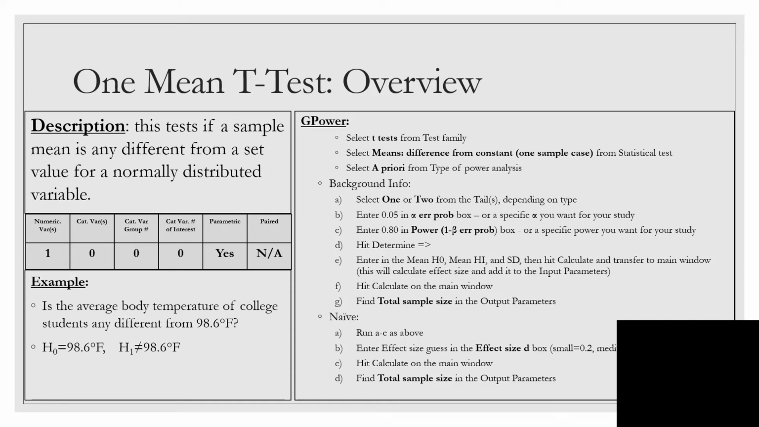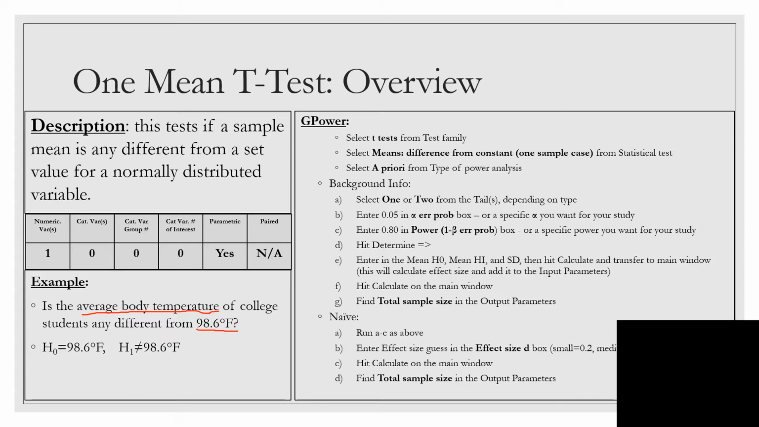We'll start in this section with looking at t-tests. 6 total, 3 parametric, 3 non-parametric. The first one is here, the one mean t-test. Test if a sample mean is any different from a set value for a normally distributed value. For example, average body temperature from a set value.